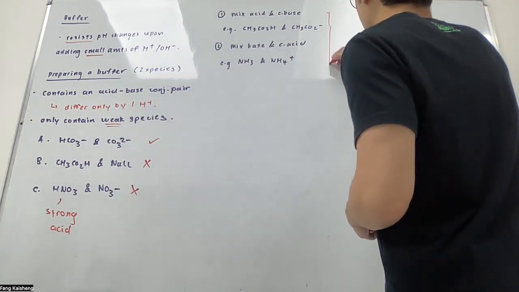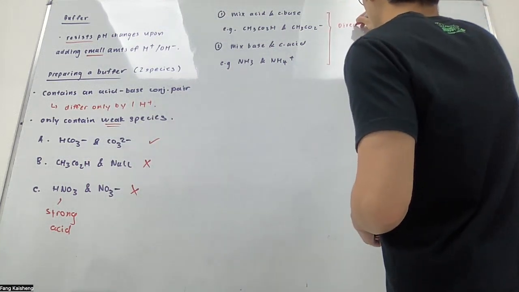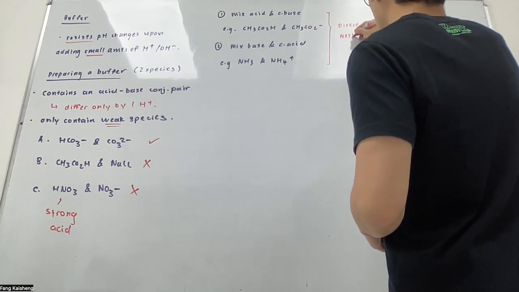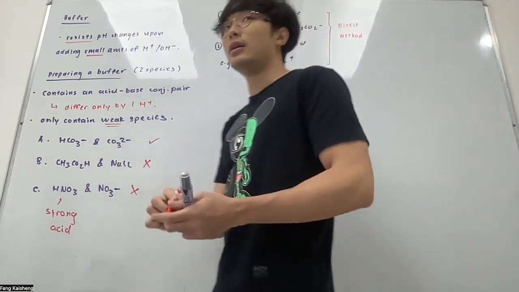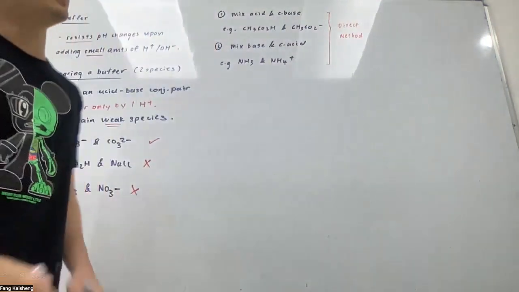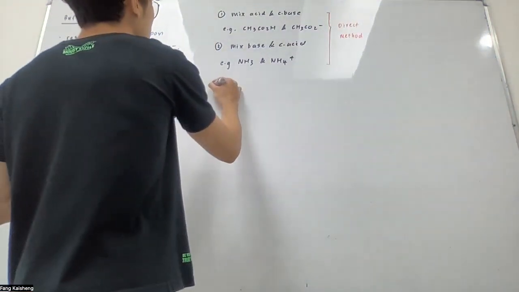So let's give these guys a name. This is like a direct method. Why is it a direct method? Because you are literally just mixing them together. Is this difficult? No. You're just mixing. What I'm really concerned with is the third method over here.